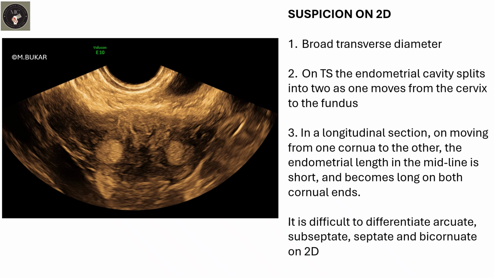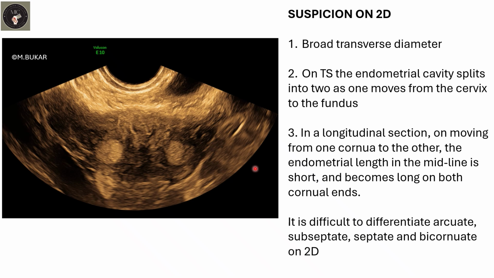Generally, the suspicion of uterine anomaly begins with a 2D ultrasound, where the transverse diameter will be seen to be broad. As you can see in this case, look at the transverse diameter, it's broad. Number two, look at two endometrial cavities. On a longitudinal section, on moving from one corner to the other, the endometrial length appears short in the midline, but becomes long on both cornual ends.